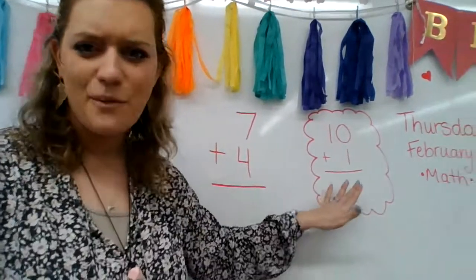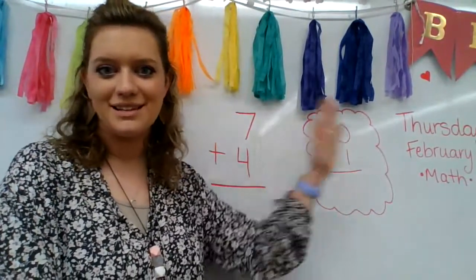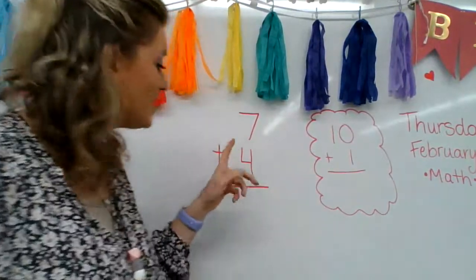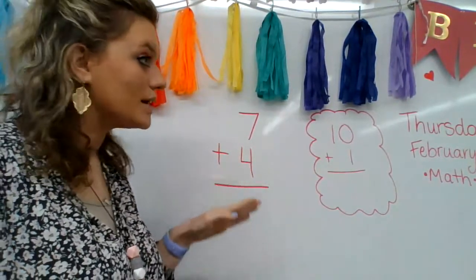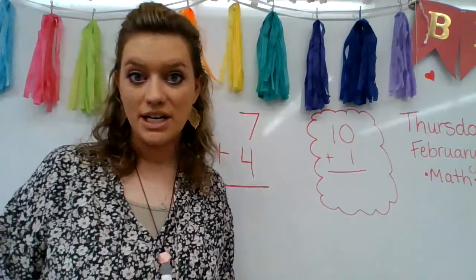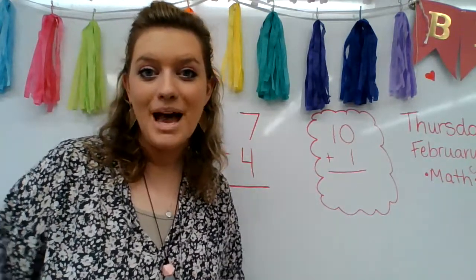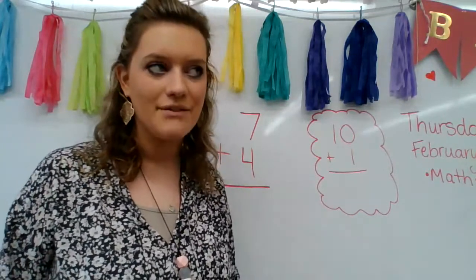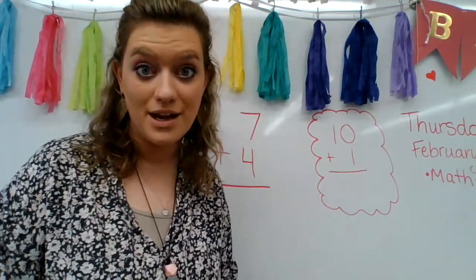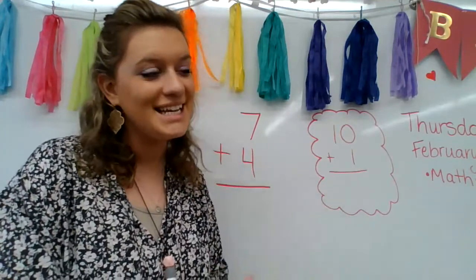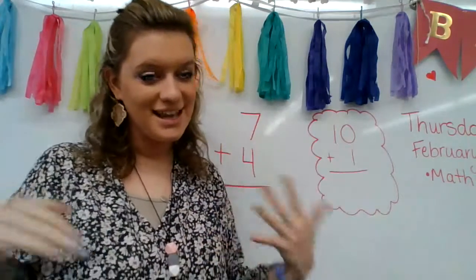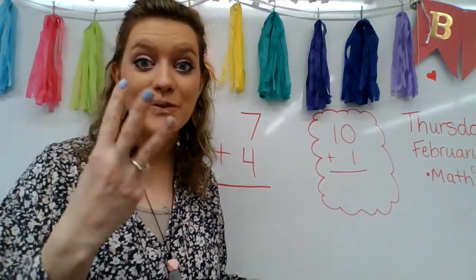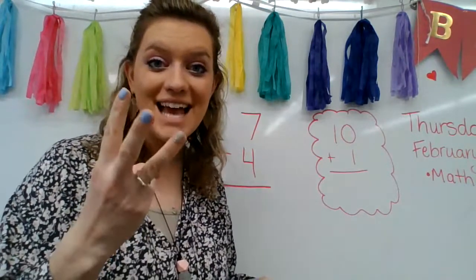So you might be like, why do you have 10 plus 1 in this cloud? I'm going to tell you why right now. So 7 plus 4. Okay, we can count on if we wanted to. But do we know how many it takes to get to 10 if we're at 7? It's kind of a fact we've been working on. How many does it take to get from 7 to 10? 7 plus what? 7 plus 3. Yep, 7, 8, 9, 10.